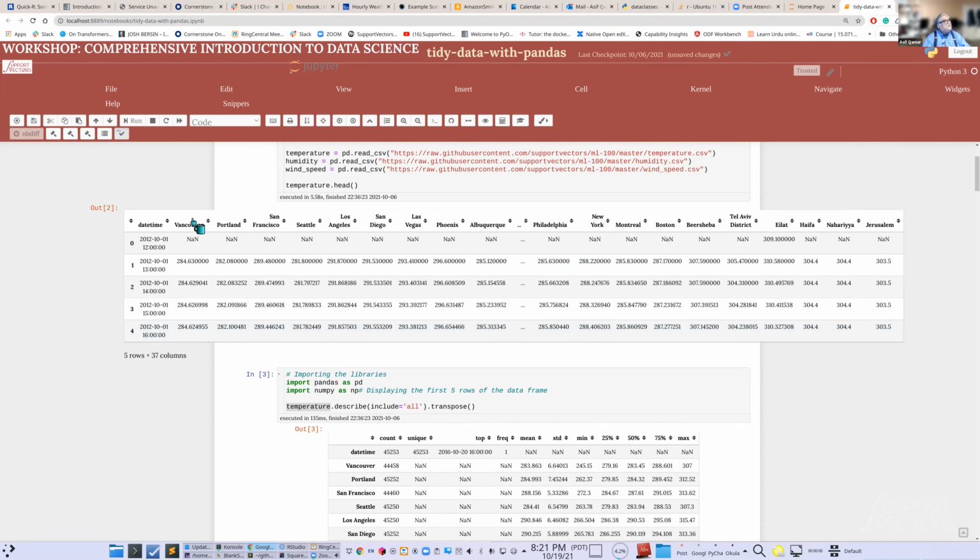But what you want to do is, if the column headers have to become an attribute of their own, you need to give it a variable name.